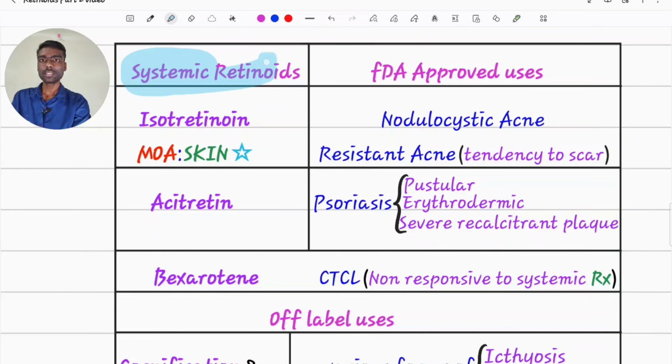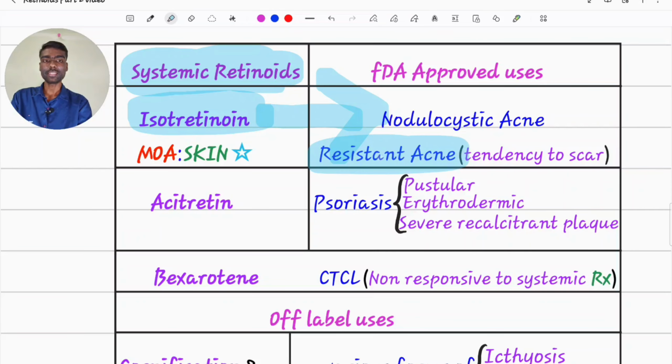Systemic retinoids. Isotretinoin, coming to their FDA approved uses: nodulocystic acne, we all know, and resistant acne with a tendency to scar. Isotretinoin acts on all the four stages of pathogenesis of acne.